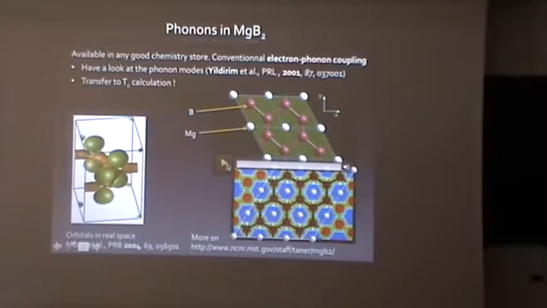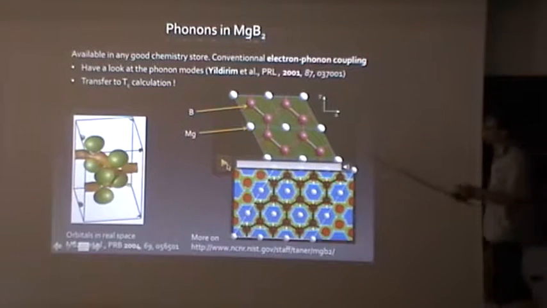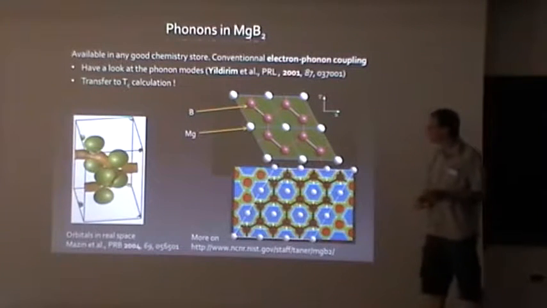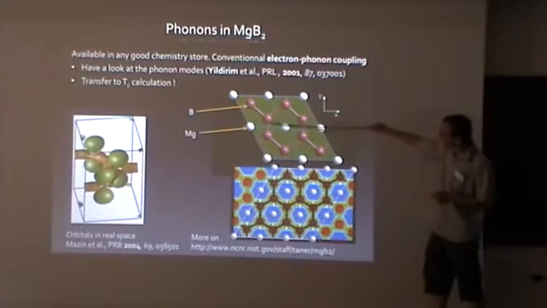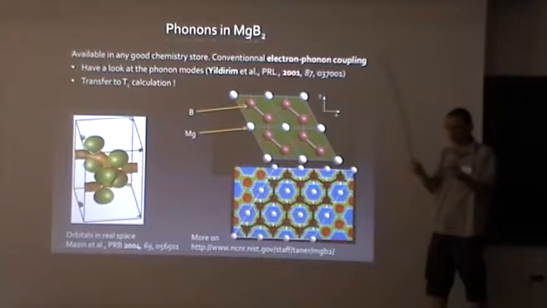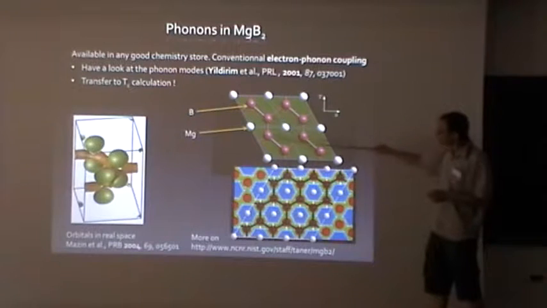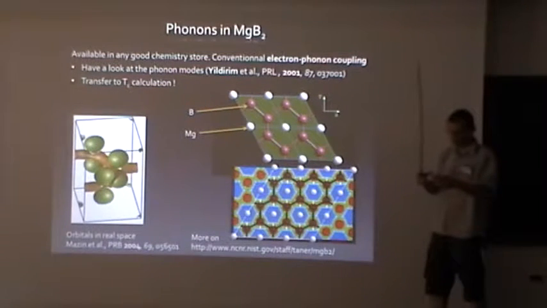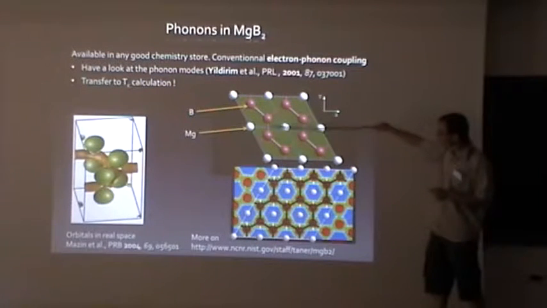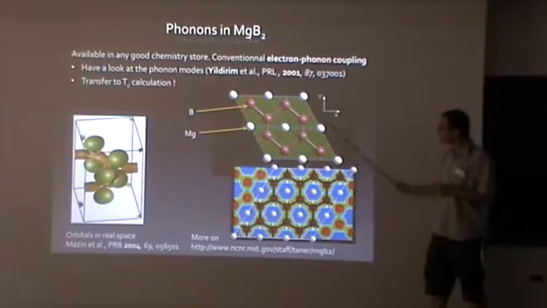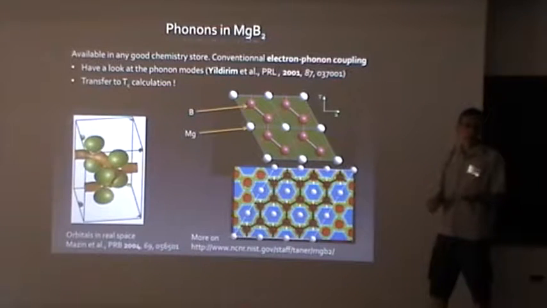You can see they show you the different phonon modes in the system. The most important are the phonon modes that change the length between the boron sites inside the boron plane. These couple very strongly to the electrons because you change the main orbitals of the sigma bands, so you change this boron spacing. And this is what basically dominates and gives you the strongest coupling constant in MgB2.